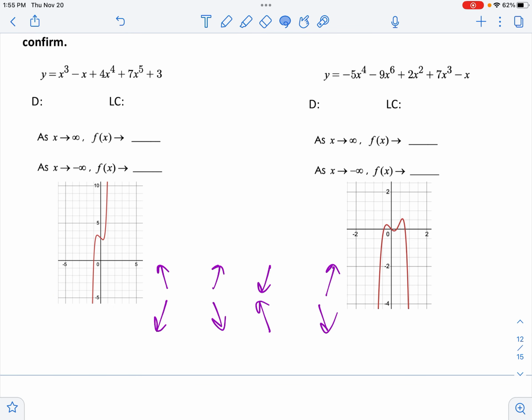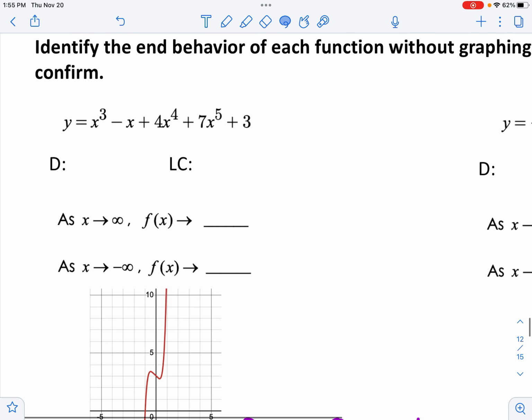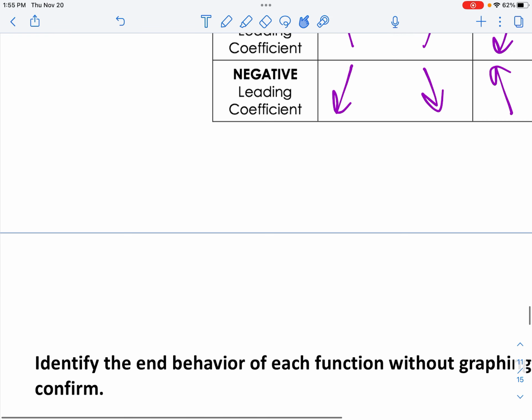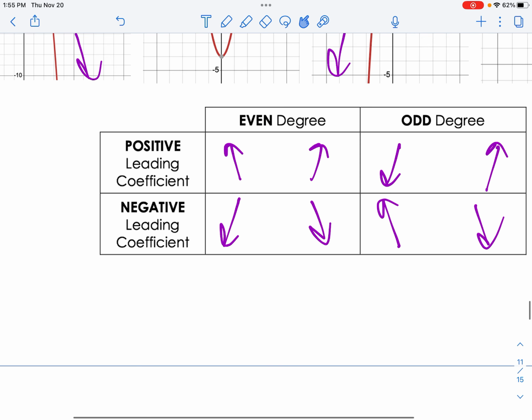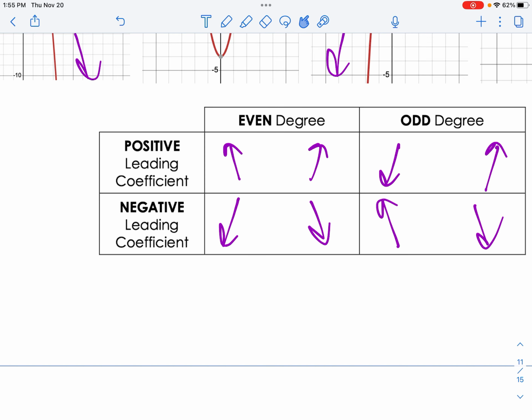So what is the degree of this term right here? The degree is 3. The leading coefficient is 1. So I have odd degree, positive leading coefficient. So if we come up here, odd degree, positive, so it's that, right?